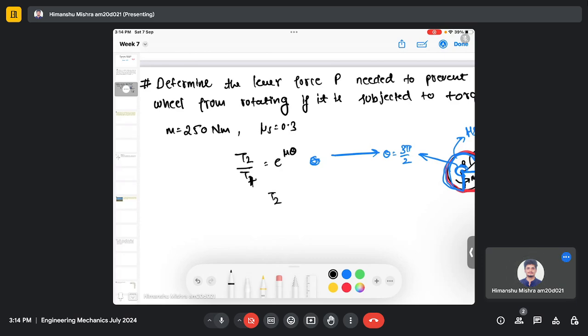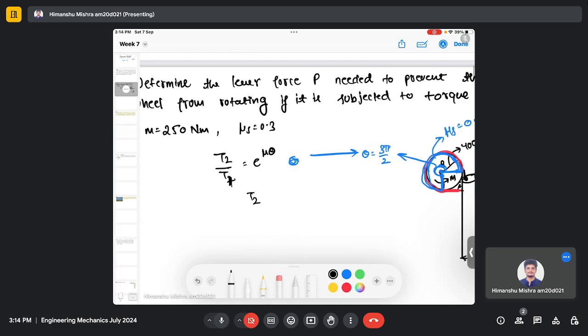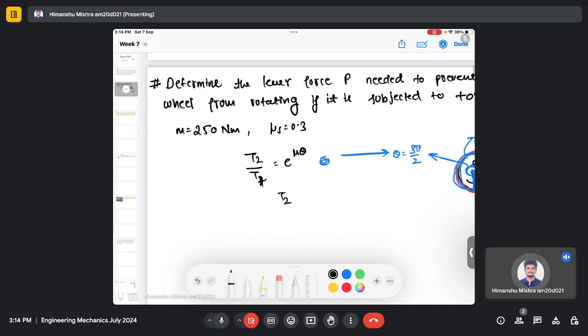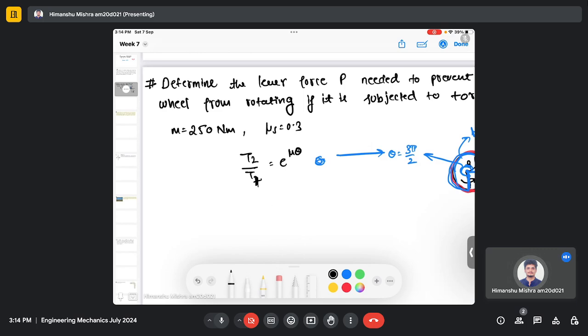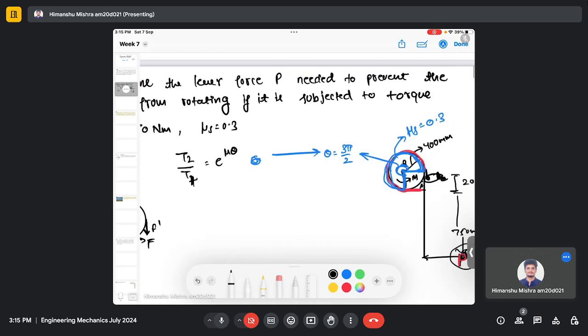So T2, here we need to find out. I can actually make the free body diagram on the wheel first. So this is my wheel. Let's say this is my force F dash and this is force F. Okay, and this is point A.